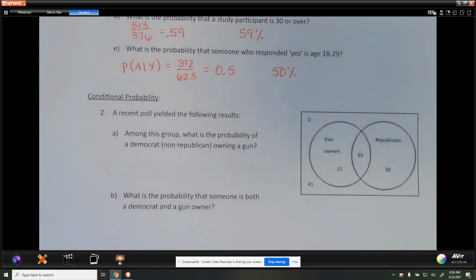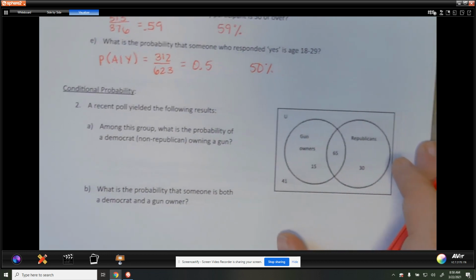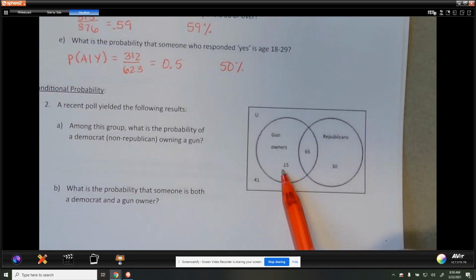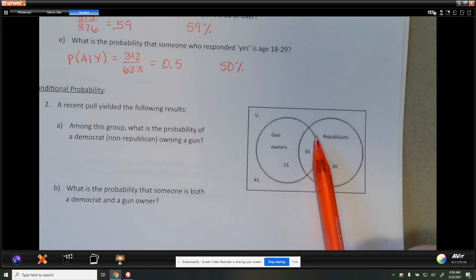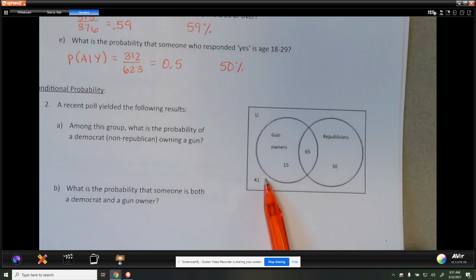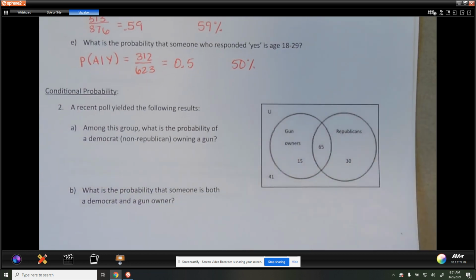A recent poll yielded the following results in this Venn diagram. So we've got gun owners and Republicans, and then people who are both gun owners and Republicans, and then the people who are not Republicans and don't own guns. All right. So the recent poll concluded the following results over here.